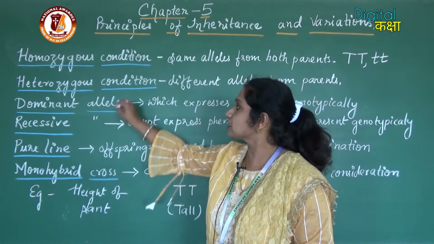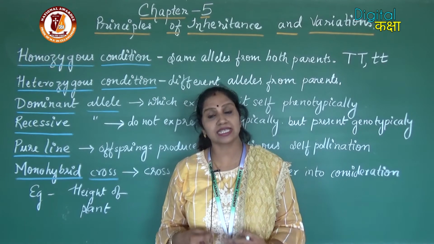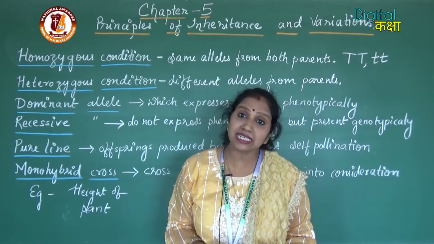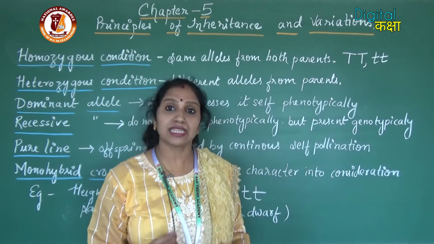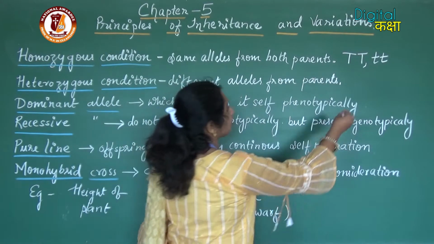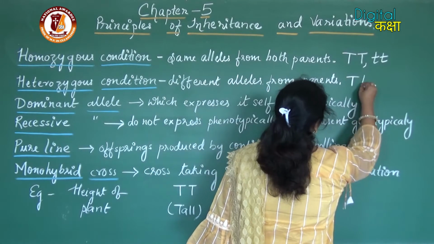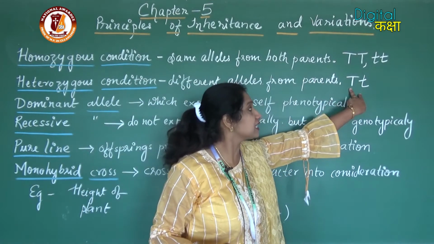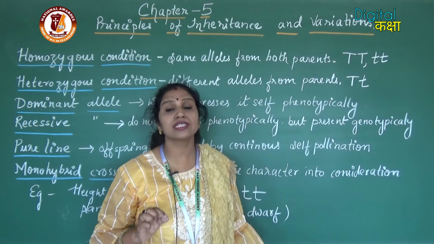Now moving to the next term, that is heterozygous condition. Hetero means different. When dissimilar alleles are given by the parents, that condition is called the heterozygous condition. For example, we will again take the gene of height. It has got two options, tall and dwarf. From one parent, if the offspring is getting the allele for tallness, and from the other parent the offspring is getting the allele for dwarfness, you can see that the two alleles are different. So this condition is called the heterozygous condition.